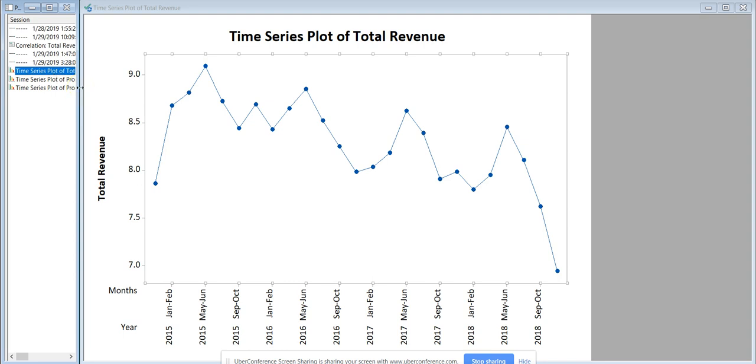It could be a change in level, which means it was high and now it's low. It could be a change or shift in direction, where it was going up and now it's going down. Or it could be a change in volatility, where things were a little bit more stable and then they pretty much went out of whack.